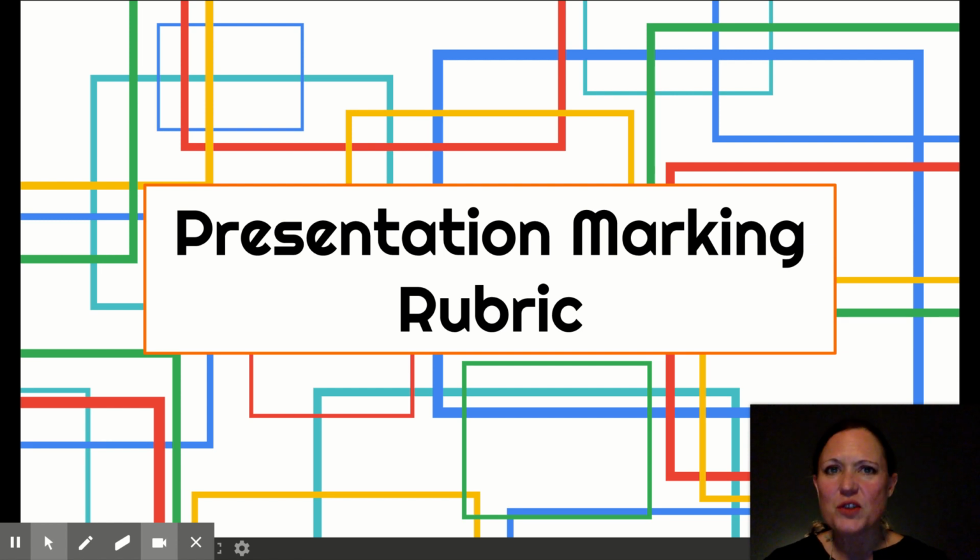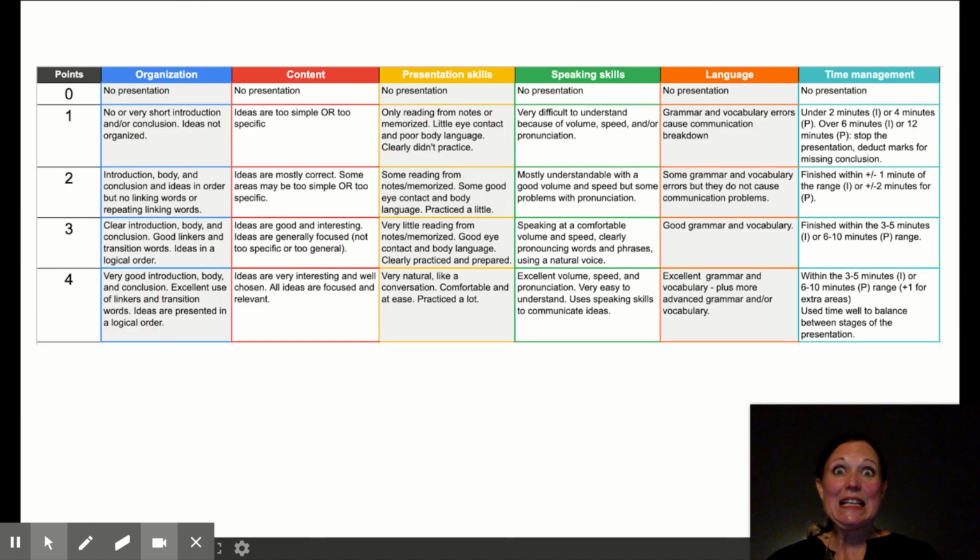Now, this is the rubric your teachers will be using to give you your grade on your final project presentation. So we want to be sure that we really understand it and know what it is our teachers will be looking for in our videos. As you can see, there's a lot of things to think about. We have 6 different categories that we're going to be analyzing as we give you your grade on your final video. We're going to be looking at organization, content, presentation skills, speaking skills, language, and time management. And for each of these, you can get a score between 0 and 4. So let's look at them in more detail so we know how to get those higher marks.